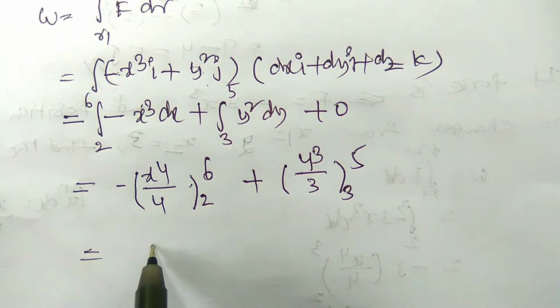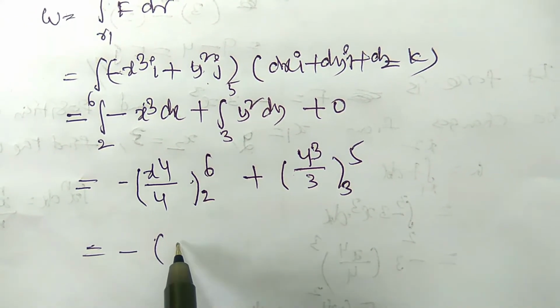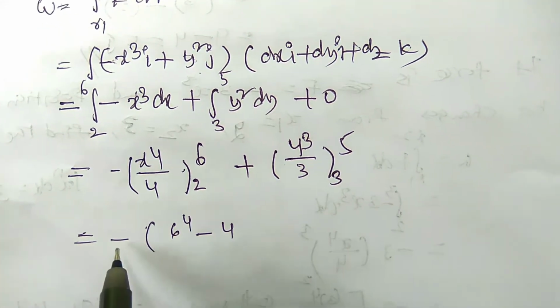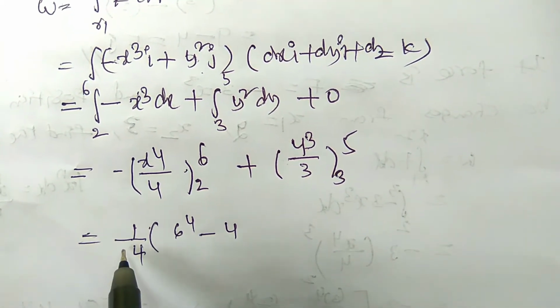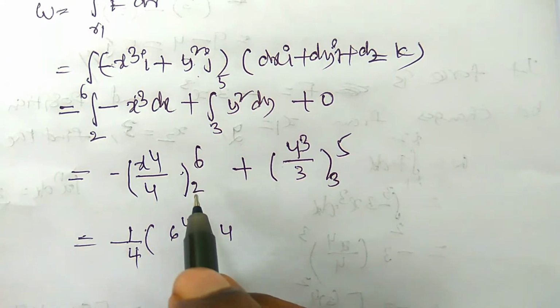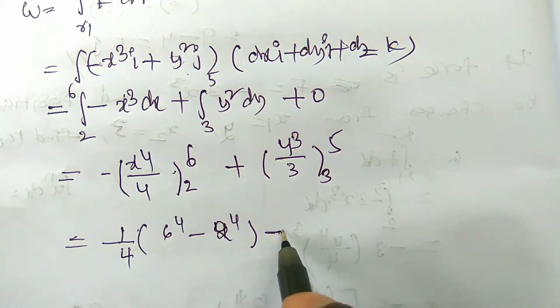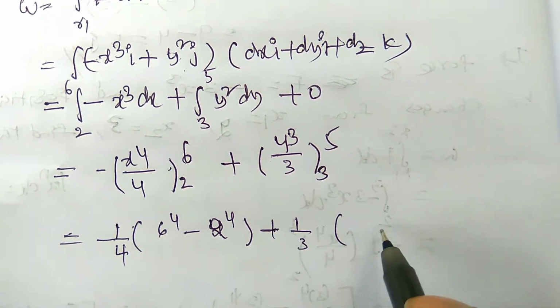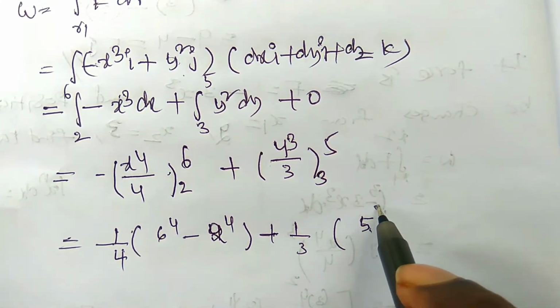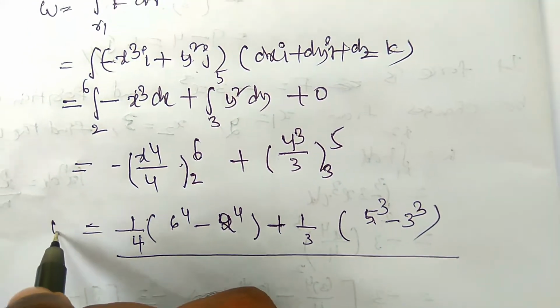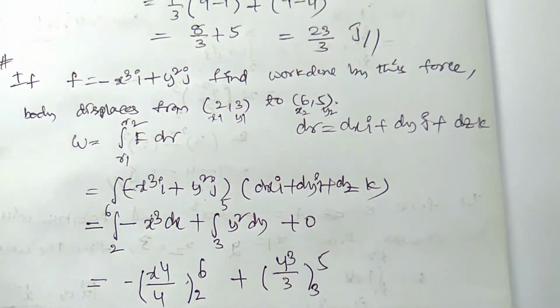Okay, so this is minus 1 by 4, which is common, times 6 power 4 minus 2 power 4, plus 1 by 3, which is common, times 5 cube minus 3 cube. So this will be simplified and you can get the work done, right? So this is the method.